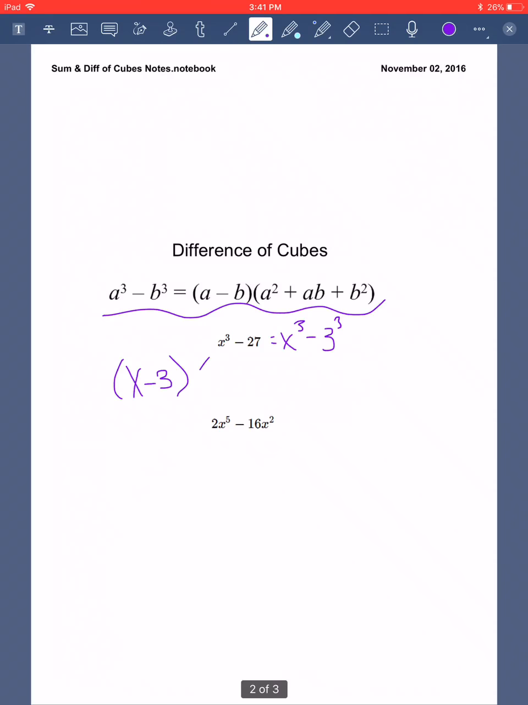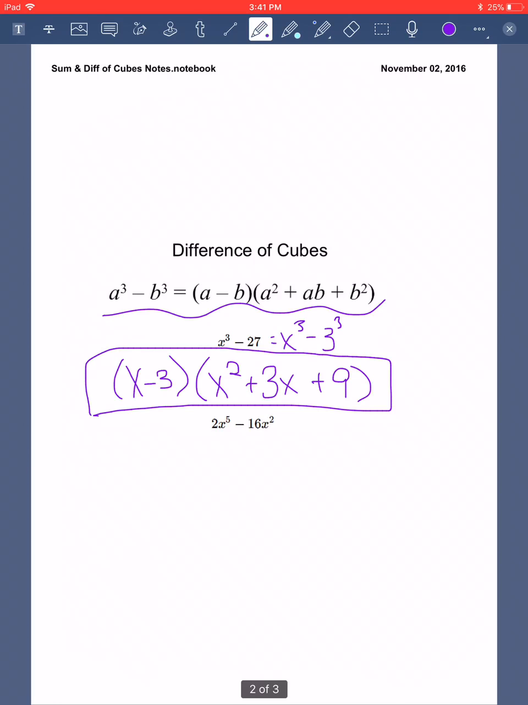Now I can launch into SOFAs. So square the first term, so x squared. Then opposite sign, so it's a subtraction for x minus 3, so it's going to be addition here. Then you do first times last, so x times 3 is 3x. Then we always add, and then square the last term. 3 squared is 9. So there are two factors, x minus 3 and x squared plus 3x plus 9.